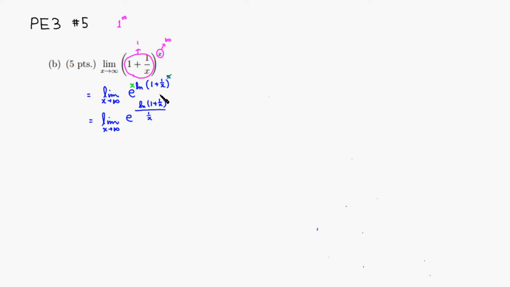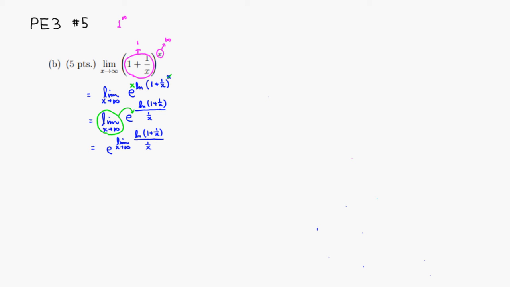Next, since the exponential function is continuous, we can actually squeeze this limit inside the exponential function. So we get e, then you have the limit as x approaches infinity of the natural log of the quantity 1 plus 1 over x, over 1 over x. Then we just plug in and see what happens.